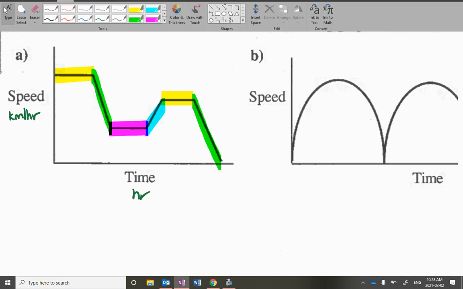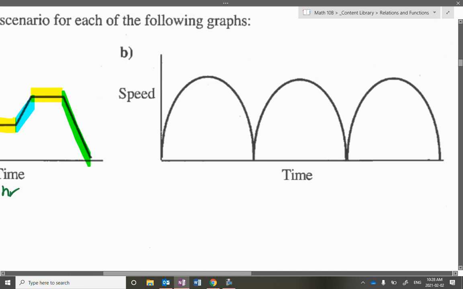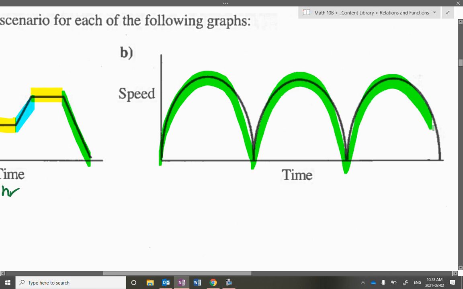Yes, that's just differentiating. I ran out of colors. Is that better? Okay. On this next one, we still have speed versus time, but now we have these arcs. So likely maybe this is like someone sprinting and running or something like that. So like I'm speeding up and then I'm slowing down. Speeding up, slowing down. You're telling some sort of story with these types of questions. It's very general.